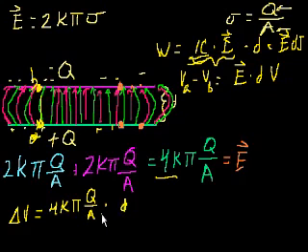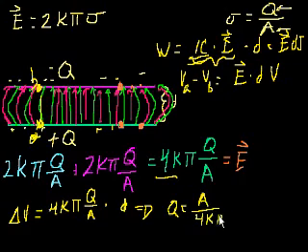Let's see if we could write q as a function of V. So if we just do a little bit of algebraic manipulation, we can get Q is equal to what? We would essentially divide both sides by 4 pi k d and multiply both sides by a, so we'd get a over 4 k pi d times voltage. And why is this interesting?